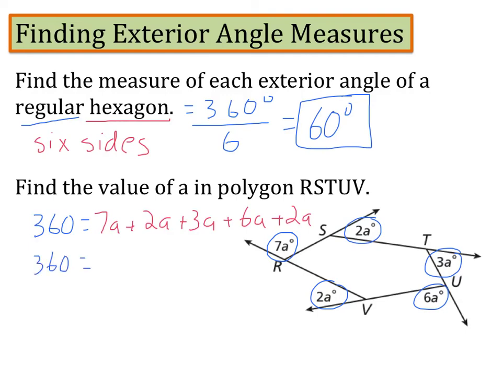So I have 360 equals 20a. So a equals 18. The reason we could solve both of these problems is because we know that the sum of the exterior angles of a polygon has to equal 360 degrees.